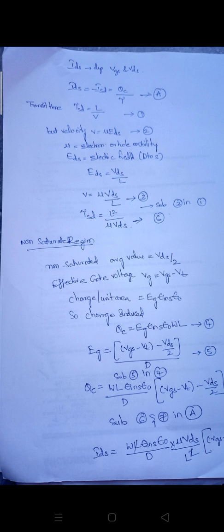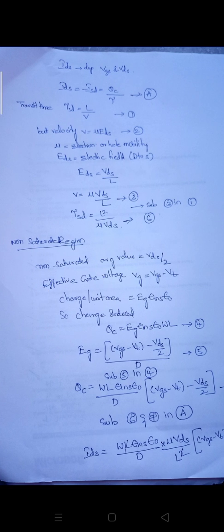So here, coming to the non-saturation region. In the non-saturation region, the average value is VDS by 2, and the gate voltage is VG equal to VGS minus VT, and the charge per unit area is Eg into epsilon insulator into epsilon naught, that is the permittivity of free space and insulating material. So the total charge induced, QC, is equal to Eg into epsilon ins into epsilon naught into WL.